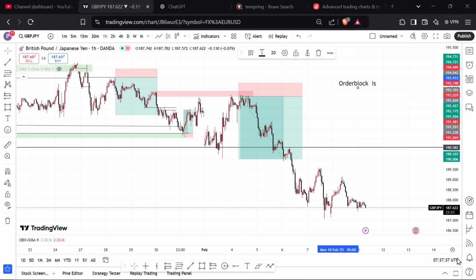How to pick a valid order block. So now, what is an order block? Without wasting much of your time, let's go into the video directly. What is an order block?